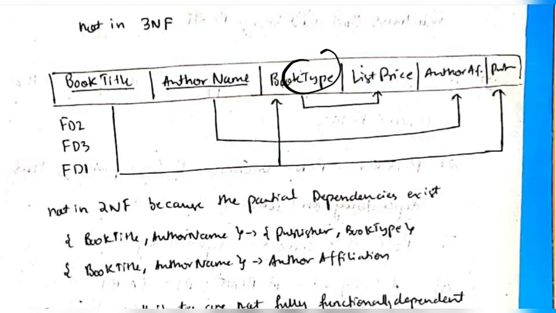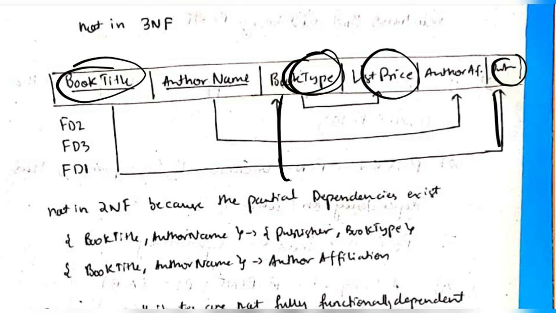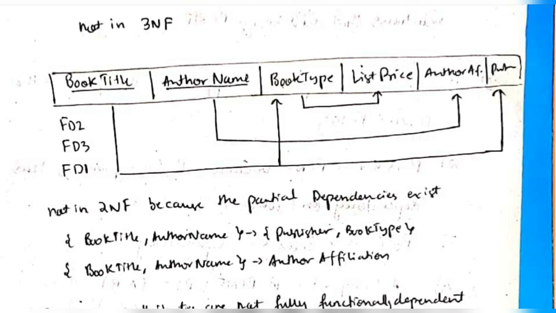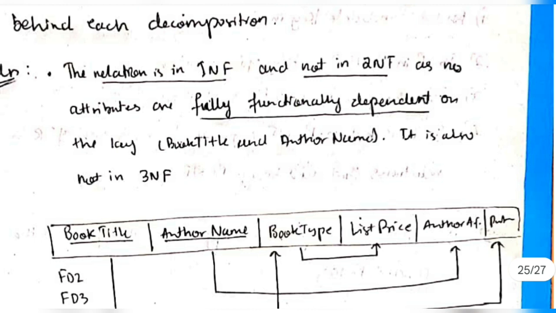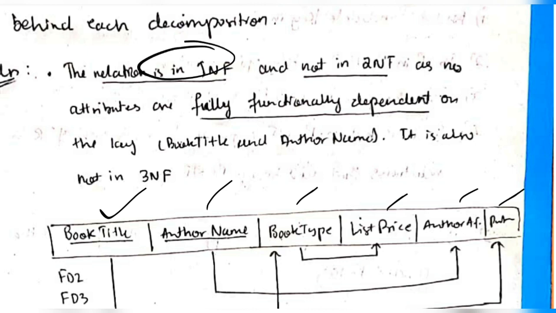So book type and publisher, which one are they dependent on? Book title. The second one, list price, is dependent on book type, and the third one, author affiliation, is dependent on author name. Is it in 1NF or not? 1NF means multi-valued attributes should not be there. None of these attributes are multi-valued. Therefore, it is in 1NF.